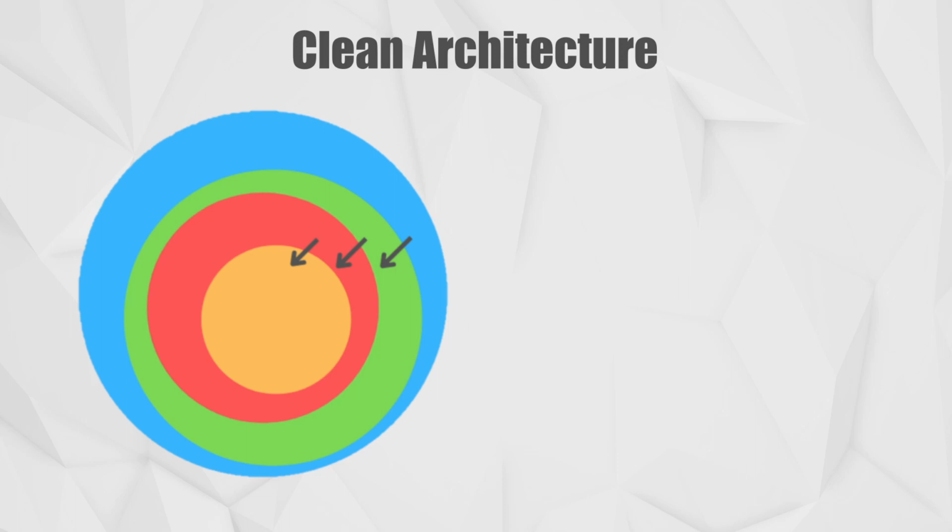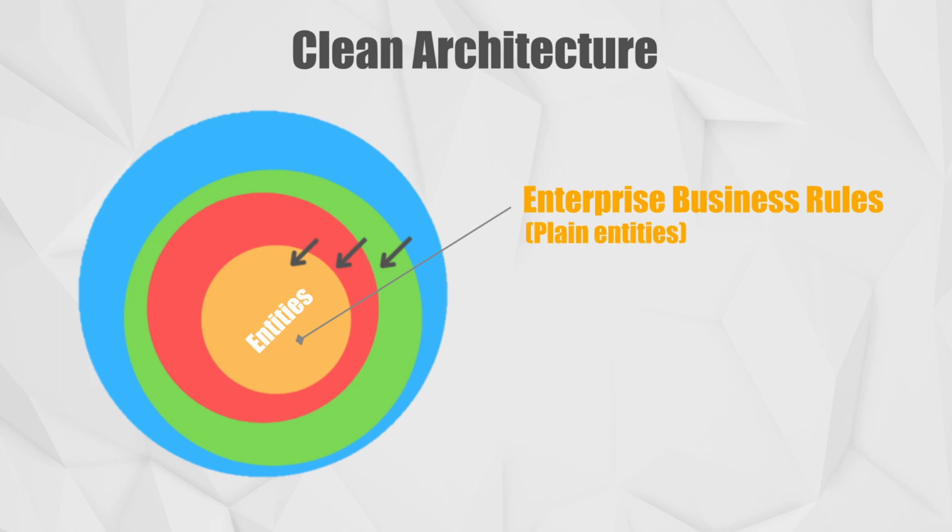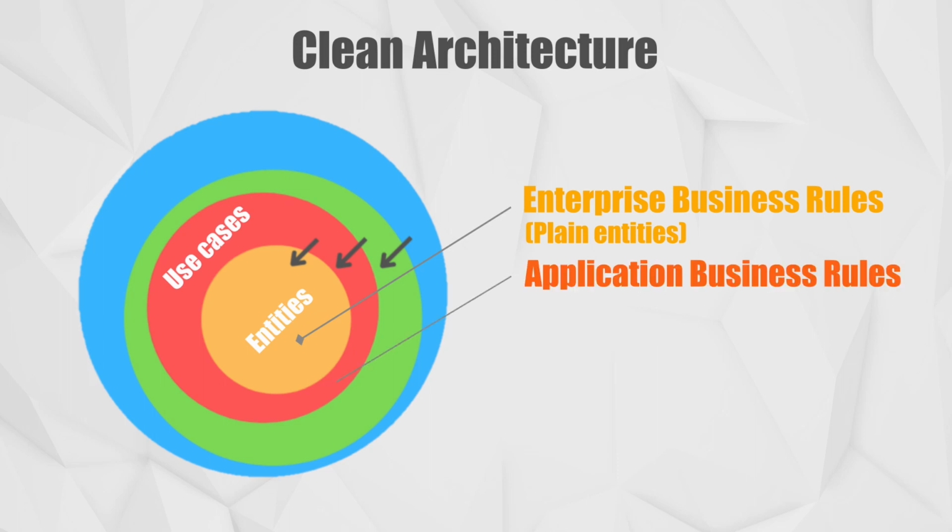The clean architecture has 4 layers. Entities, known as enterprise business rules, they represent plain entities with no layer dependencies. Use cases, it defines the application-specific business rules. They interact with the entities layer and implement the required system use cases.